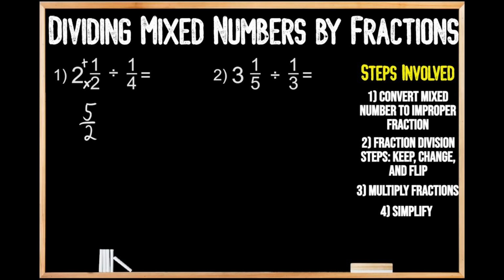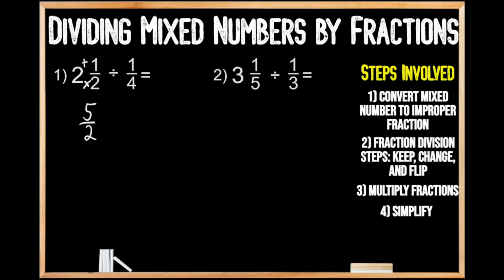Now that we've converted our mixed number to an improper fraction, we move on to step number 2, where we work through the fraction division steps in order to divide these fractions. Those steps are keep, change, and flip. For the keep step, we keep our first fraction the same. 5/2 is going to stay as 5/2.